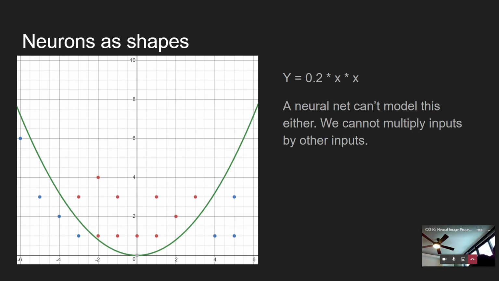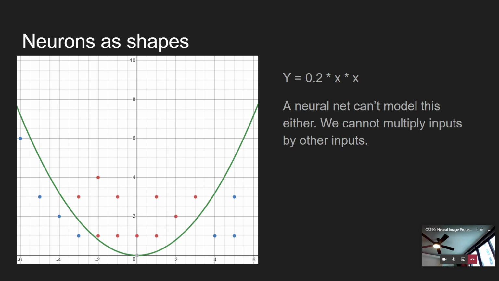But the problem is a neural network can't do this. Our normal neurons, what they do is they do x times weight plus bias, and that can't model x times x. It can't model x squared. So we can't actually form this perfect parabola with a neuron without doing some weird stuff with the activation function or something like that. With just a normal linear activated neuron, we can only handle linearly separable things.